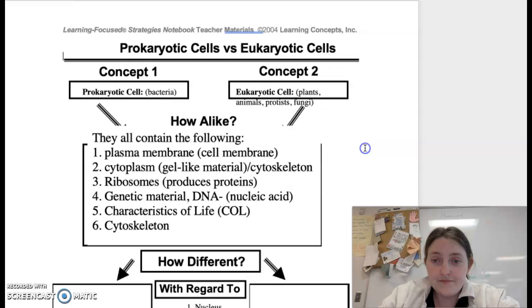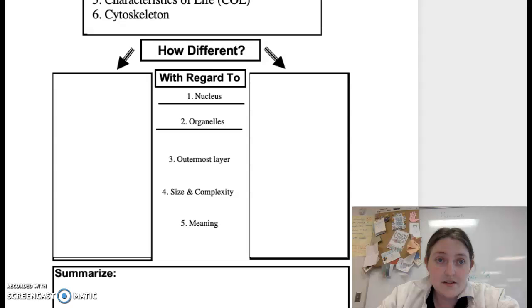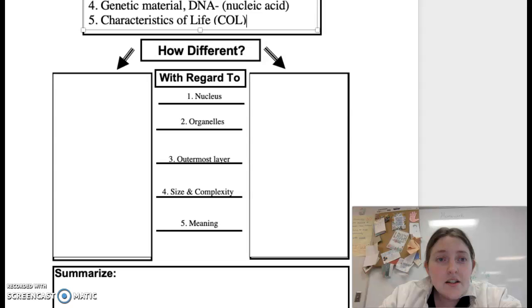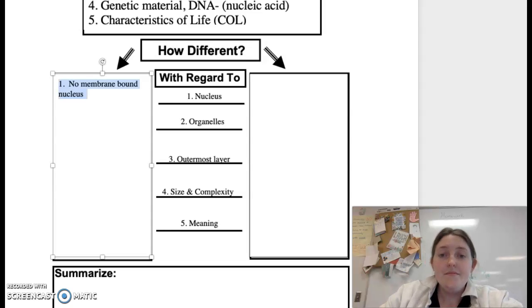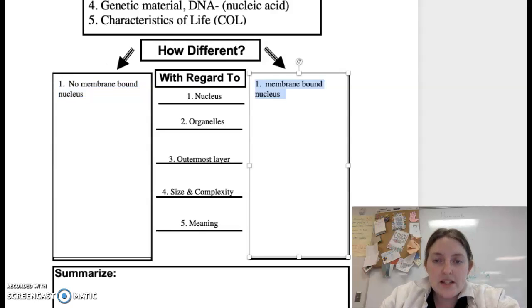Now, let's look at how these guys are different. So, they're different in regard to nucleus, organelles, what their outermost layer is, and their size and complexity. And what they mean, of course, too. So, in terms of nucleus, prokaryotes have no membrane-bound nucleus at all. Eukaryotes do, as we learned from the meaning.